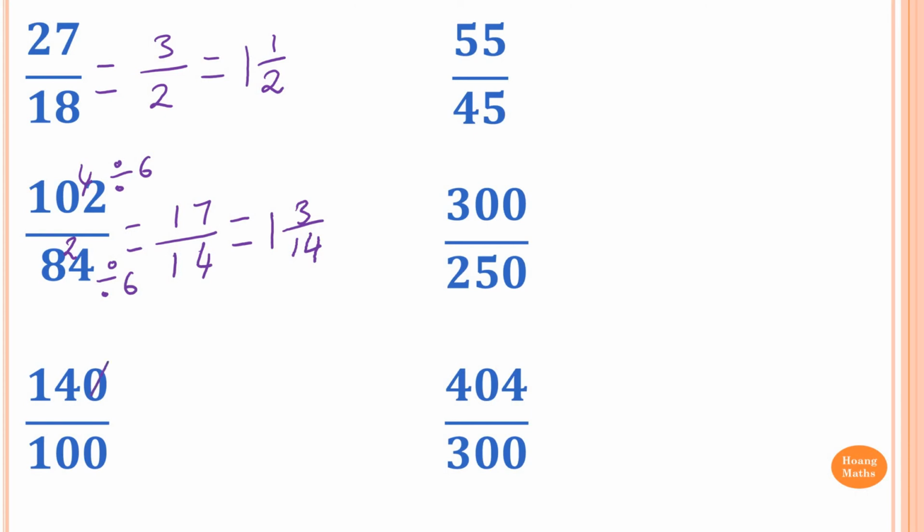140/100. So these two 0s, I can cancel out. So we are left with 14/10. So I can halve it. So half of 14 is 7. Half of 10 is 5. So 7/5 is equal to 1, remainder 2. So 1 and 2/5.